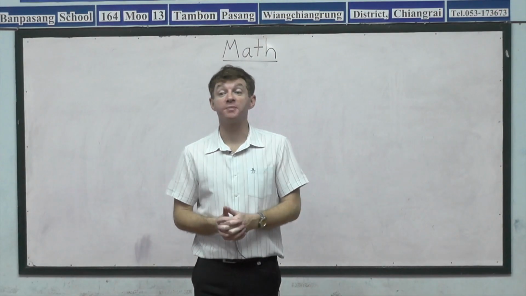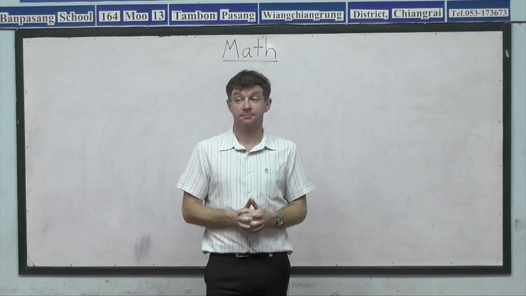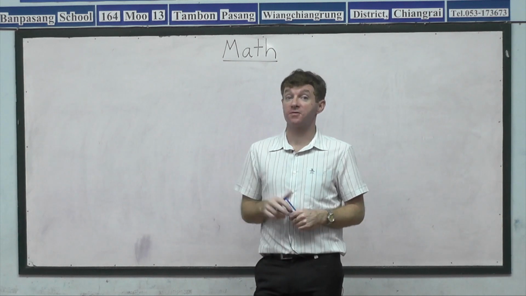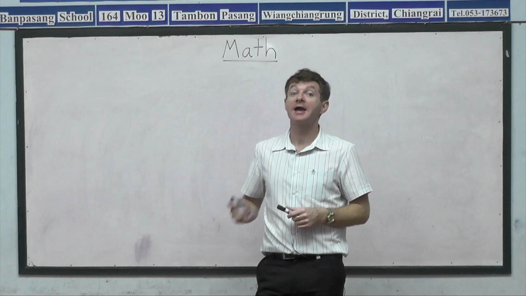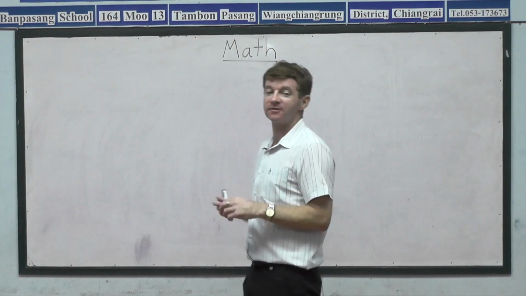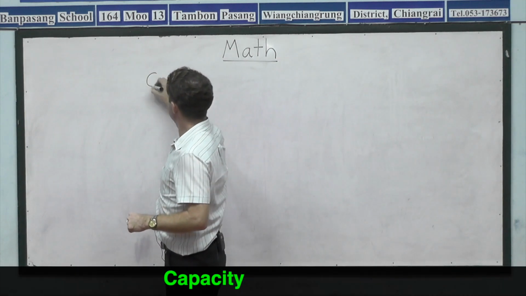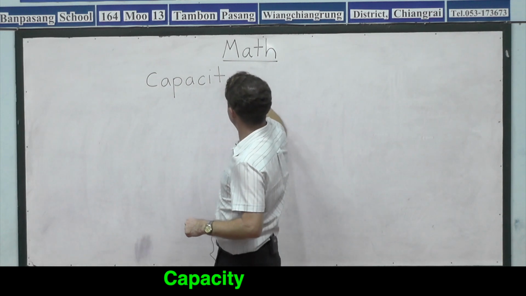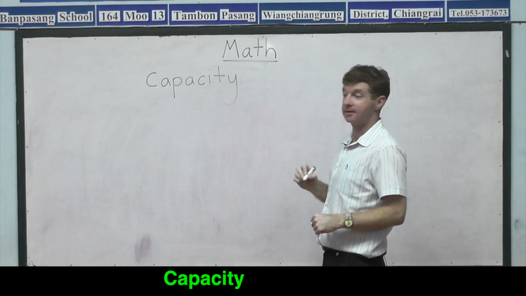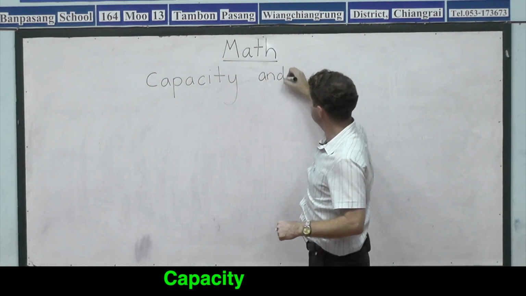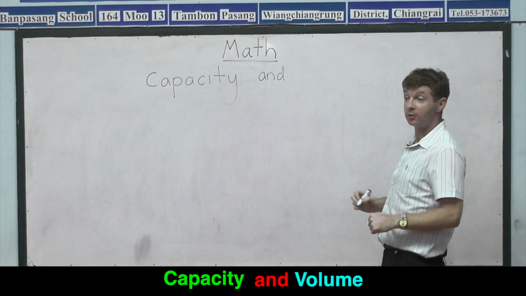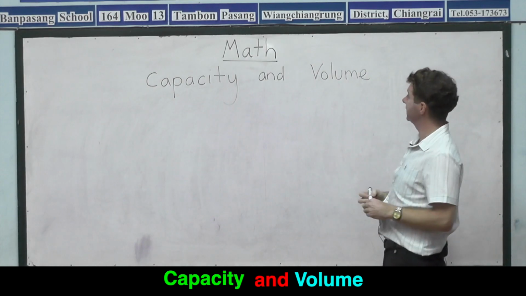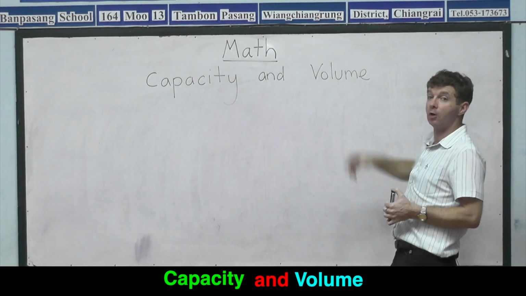Who can tell me what we've been learning about in math lesson recently? Capacity and volume. Excellent. What we're going to continue with today is our review of capacity and volume. Capacity, how do we spell? C-A-P-A-C-I-T-Y. Capacity. And volume. How do we spell volume? V-O-L-U-M-E. Excellent, guys. Capacity and volume.